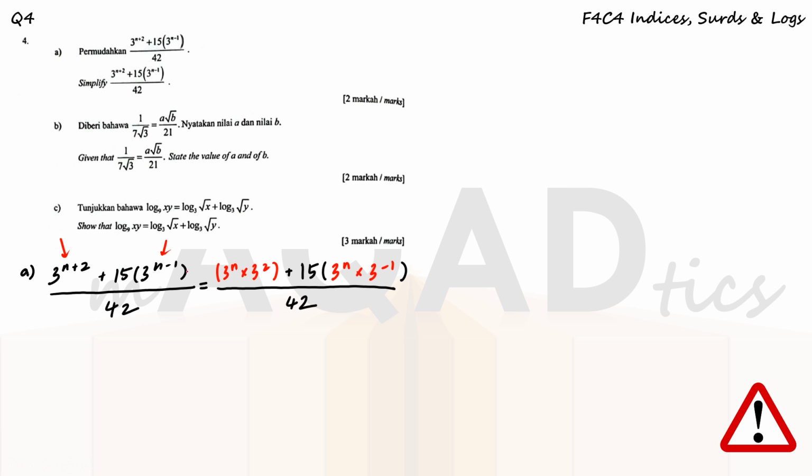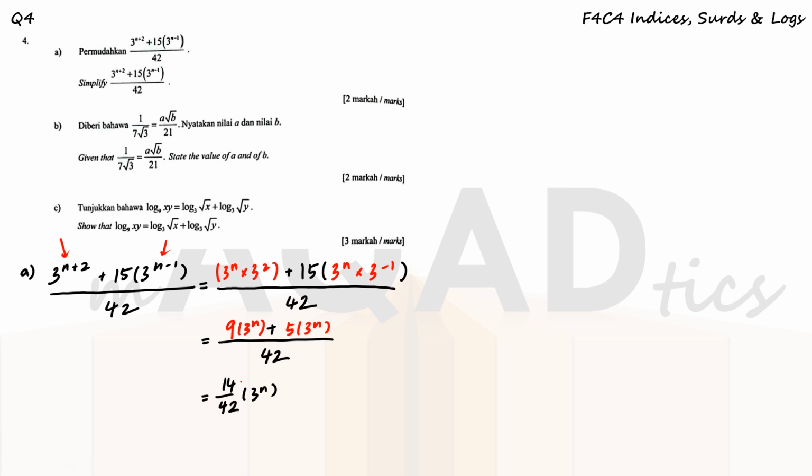So it will be 3^n multiplied by 3 to the power of 2, and here will be 3^n multiplied by 3 to the power of negative 1. And then I will calculate its value. So 3 squared would be 9, and 3 to the power of n, and here would be 5, 3 to the power of n. So I add them together, it will become 14, and the 3^n will be here, and we have left 42.